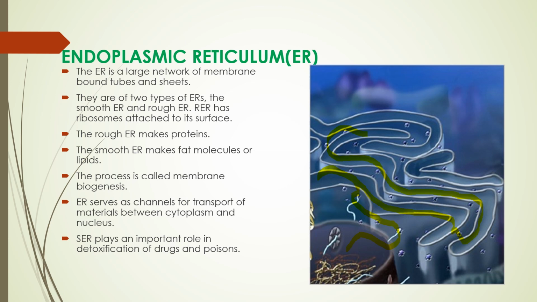The rough ER is involved in making proteins. The smooth ER makes fat molecules and lipids. And this process together is called membrane biogenesis. They are involved in formation of biological membranes. ER serves as a channel for transport of materials between the cytoplasm and the nucleus. So it is involved in carrying materials from the nucleus, carrying materials to the nucleus. ER plays an important role in detoxification of drugs and poisons.